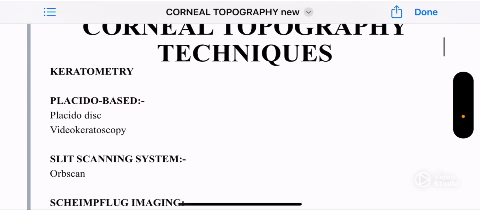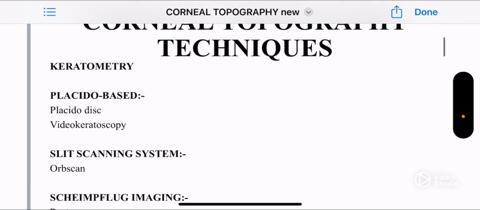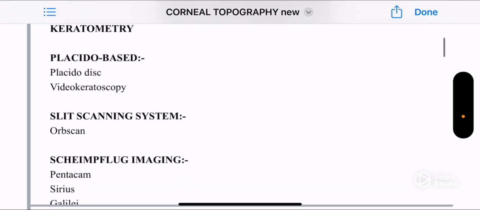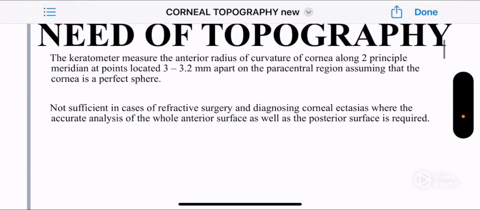Now having a look at various corneal topography techniques, we come across number one, keratometry. Number two is placido disc based methods, including placido disc and video keratoscopy. Number three is slit scanning system, which includes Orbiscan. And number four is Scheimpflug imaging, which includes Pentacam, Sirius, and Galilei. Now, what is the need of topography?